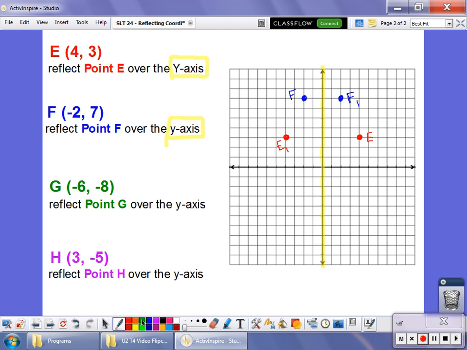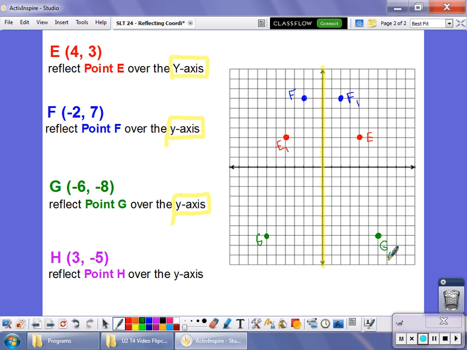Okay, so letter G, -6, 1, 2, 3, 4, 5, 6, -8. And again, we're reflecting over that y-axis. So what we want to do is figure out how far away I am here. It's 6 units. 1, 2, 3, 4, 5, 6.